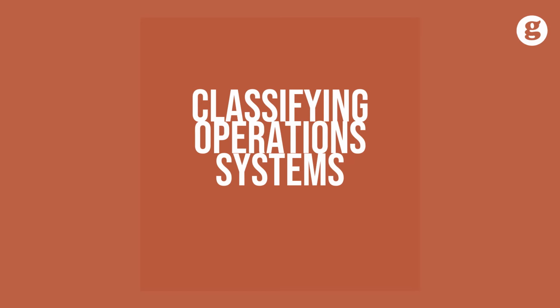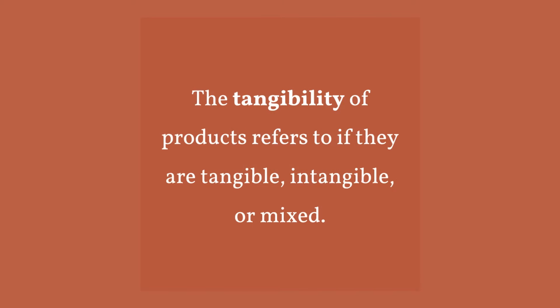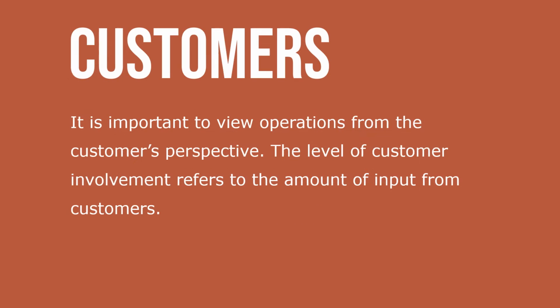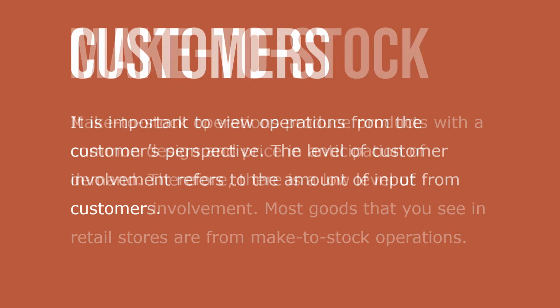Let's take a look at classifying operations problems. The tangibility of products refers to if they're tangible, intangible, or mixed. It's important to view operations from the customer's perspective. The level of customer involvement refers to the amount of input from customers.